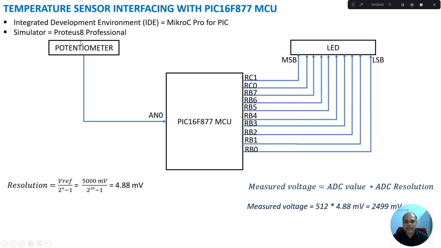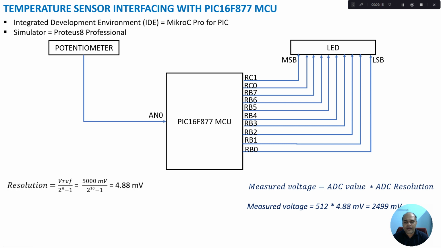This potentiometer represents a sensor. It can be a temperature sensor, it can be a pressure sensor. Whatever it might be, the sensor output will be a voltage or current depending upon the physical quantity. So for simplicity, I am going to connect a potentiometer with the PIC16F877 microcontroller to channel 0, which is AN0. And the 10-bit result will be obtained.